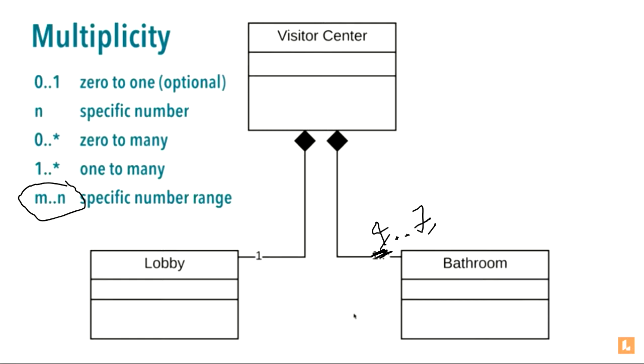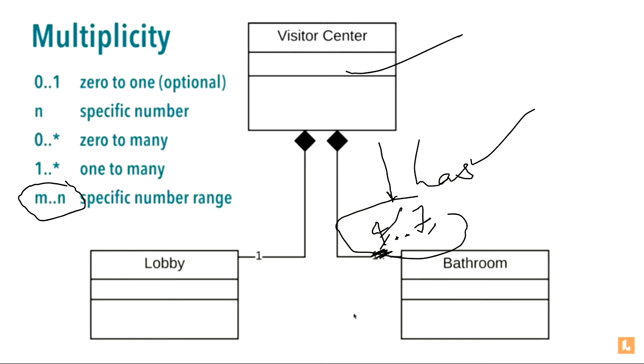The visitor center has 4 to 7 bathrooms. Right. So you want to read this. How will you read it? You have to reach here with a has. Read from the top: visitor center has 4, 5, 6 or 7 bathrooms. Means 4 to 7 bathrooms.